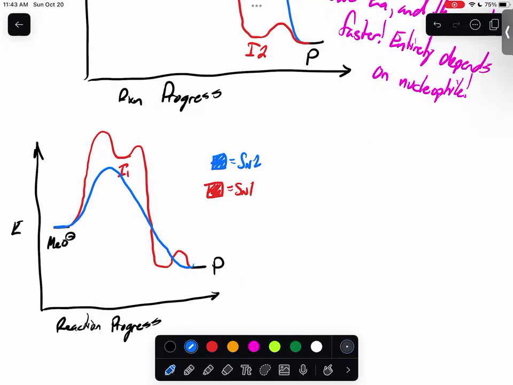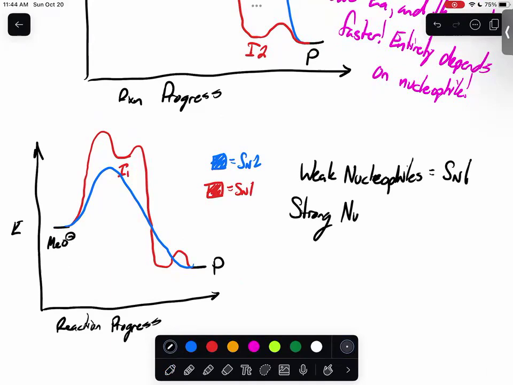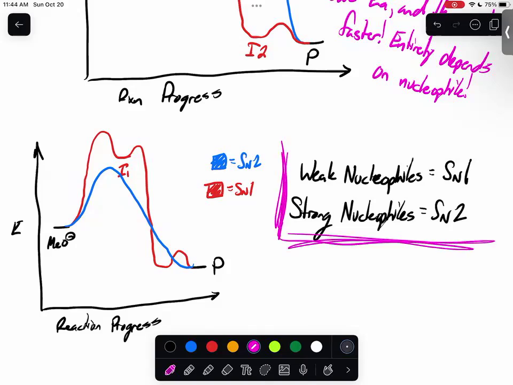All right. So what we're saying is weak nucleophiles prefer SN1, whereas strong nucleophiles prefer SN2. All right, that is a very important statement to keep in mind. And it all has to do with that activation energy.